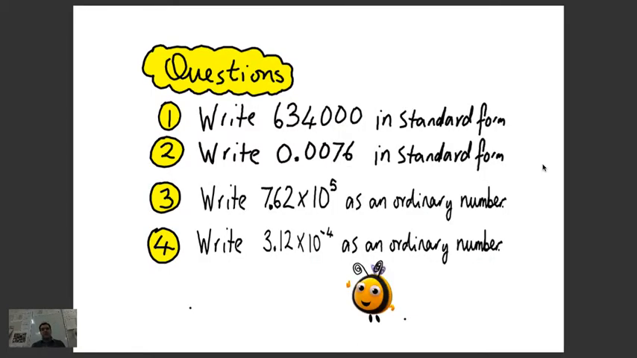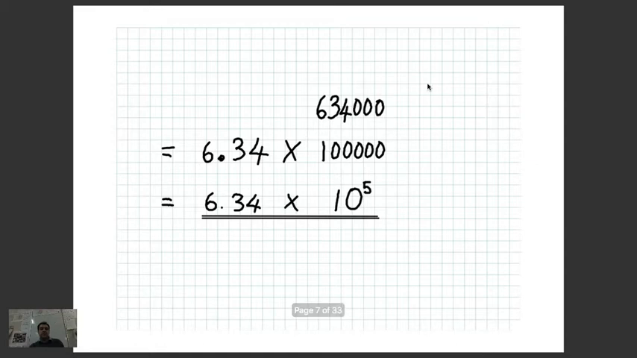So here are some questions that we did in class. Pause the video, have a go at those questions. So it's got a big number that you've got to write in standard form, a small number that you've got to write in standard form, a big number in standard form that you've got to put into ordinary form, and then the same with a small number. So pause the video and have a go at those. So here come the answers. I hope you paused the video.